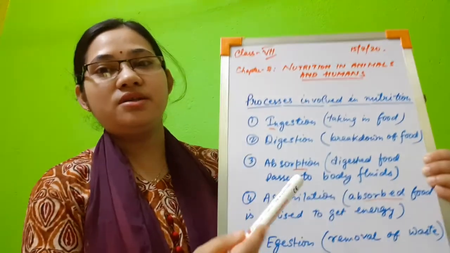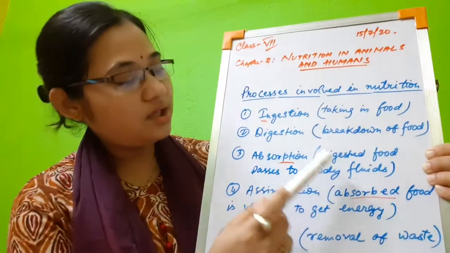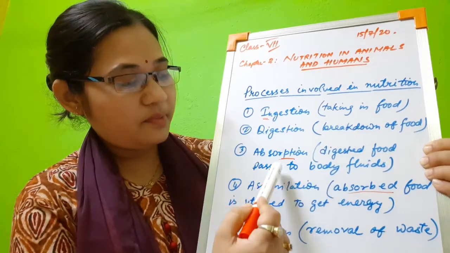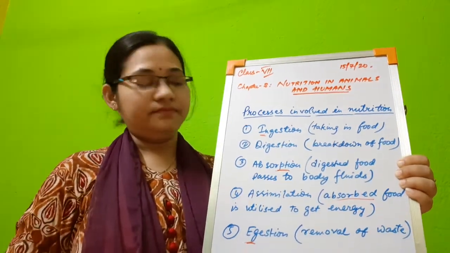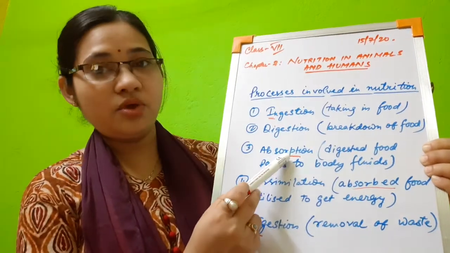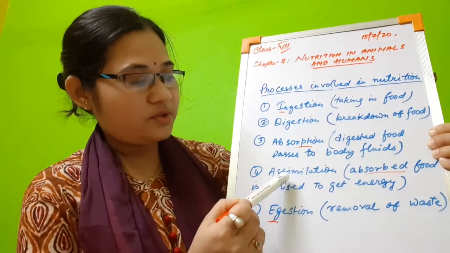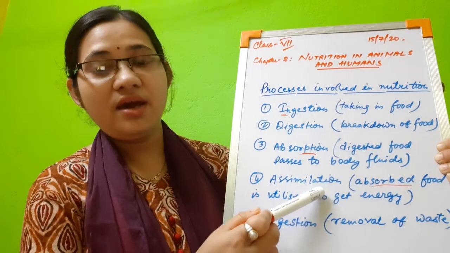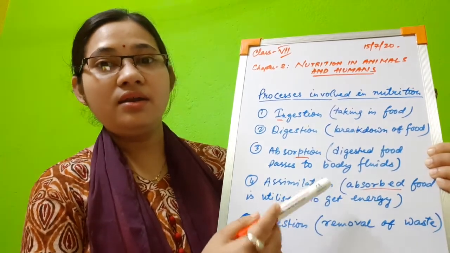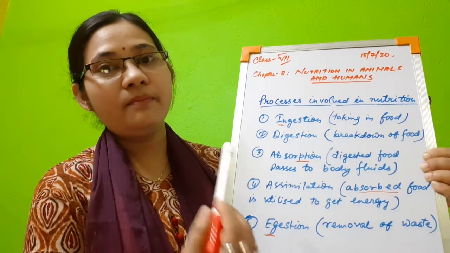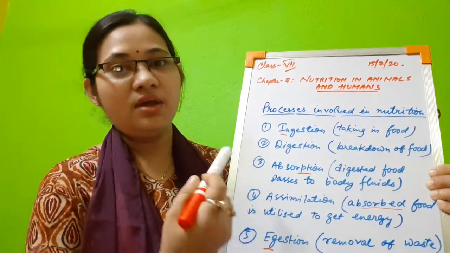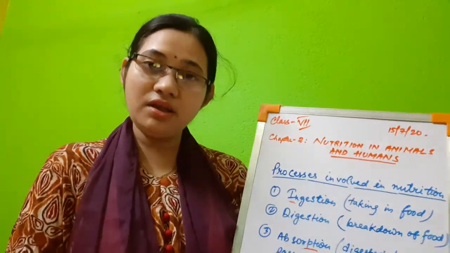So that process is called absorption, in which the digested food is passed to the body fluid and then it will be carried away. That is called absorption. After absorption comes assimilation. Assimilation means again that absorbed food must be utilized by the body tissues. That process is called assimilation.